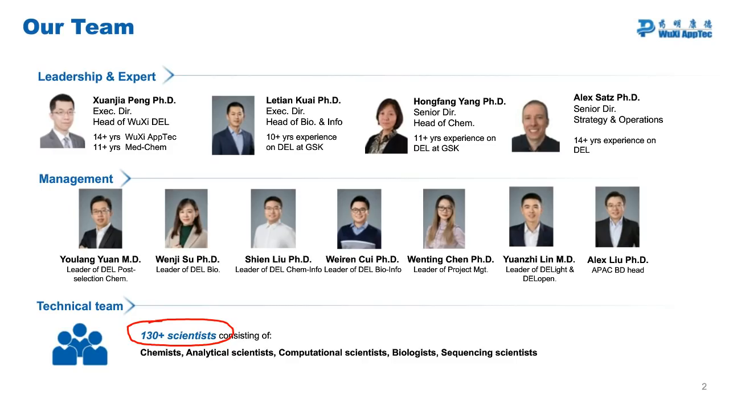How much protein is required per screen? Typically, it's about 10 micrograms of protein per condition per round.